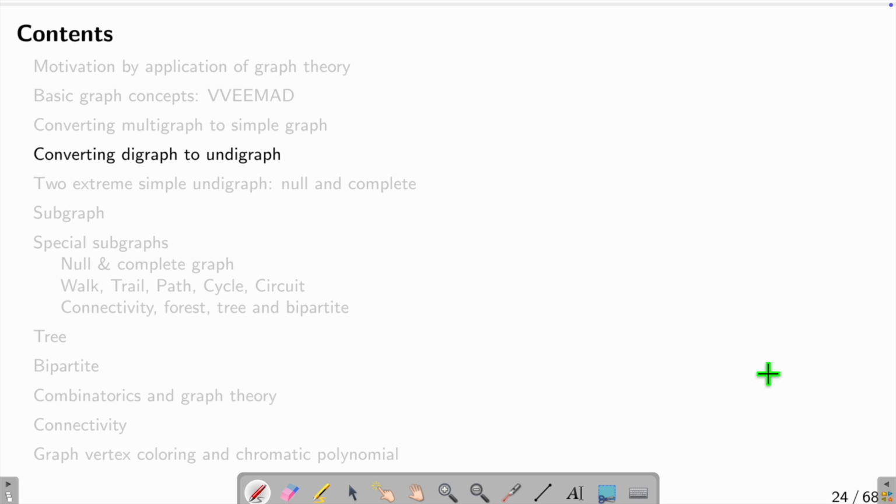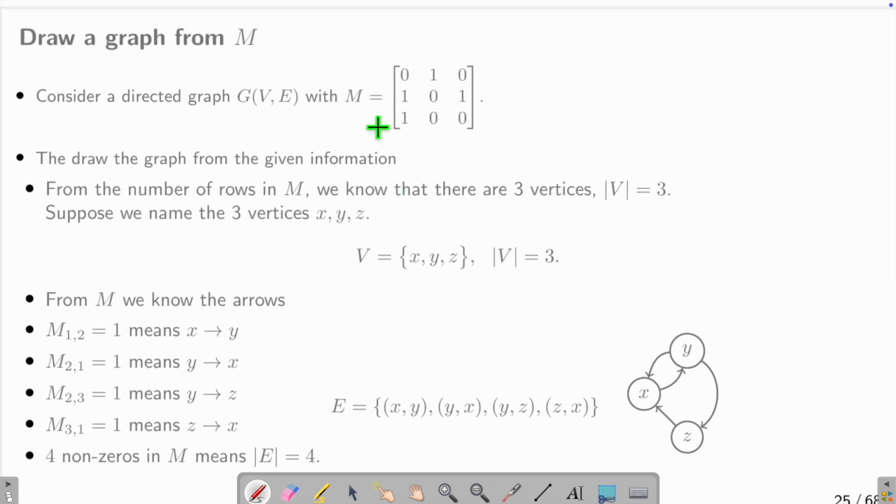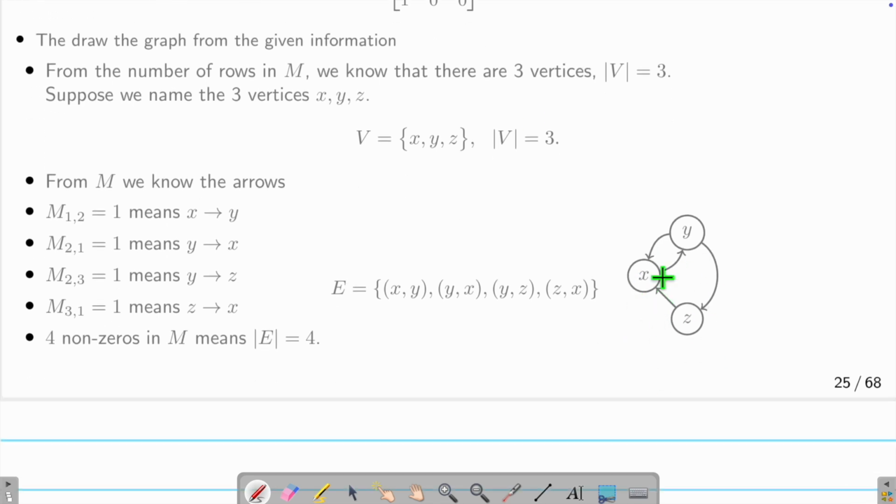Then what about convert directed graph to undirected graph? You do the same thing. So here's another thing. I have this incident matrix M. This means 1 does not go to 1, 1 goes to 2, 1 does not go to 3. It means 2 goes to 1, 2 does not go to 2, 2 goes to 3. This means 3 goes to 1, 3 does not go to 2, 3 goes to 3. So I have this. I call it X, Y, Z. Okay, and these are all the meaning. I draw this graph. They are arrows.